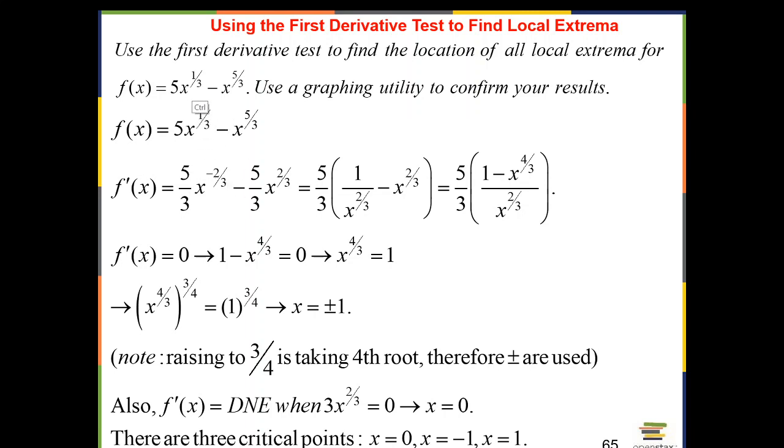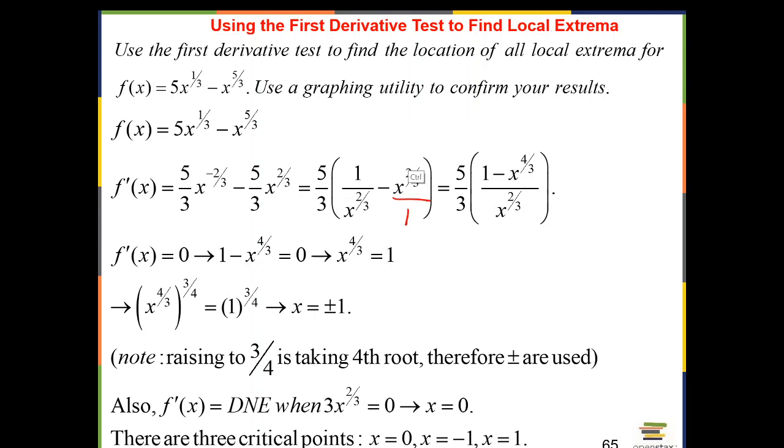So negative 1/3 goes in the front. So 5 times 1/3 is 5/3. x to 1/3 minus 1 is -2/3. Minus 5/3 times x to 5/3 minus 1. 1 is 3/3, so 5/3 minus 3/3 is 2/3. Okay, now we can take the 5/3 out. And we can write this as 1/x to 2/3, bringing it to the denominator. And we can give both of these a denominator of x to 2/3.